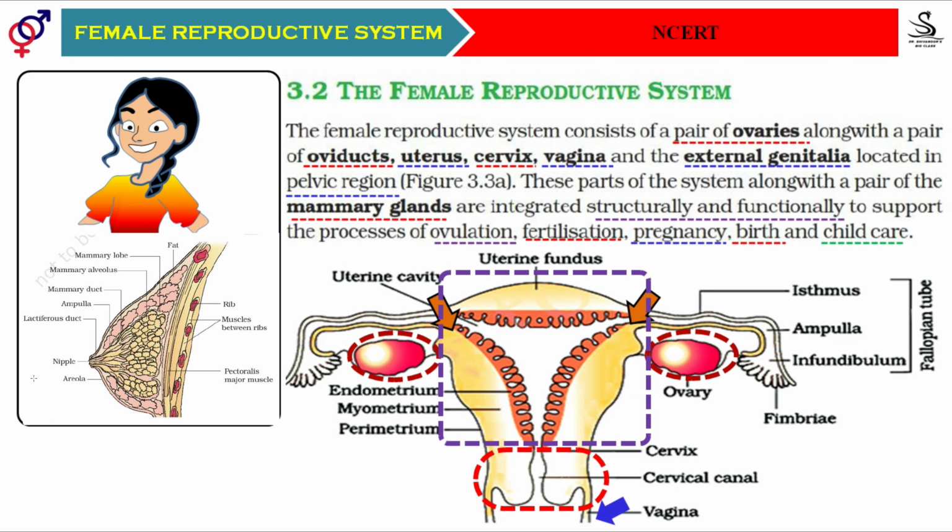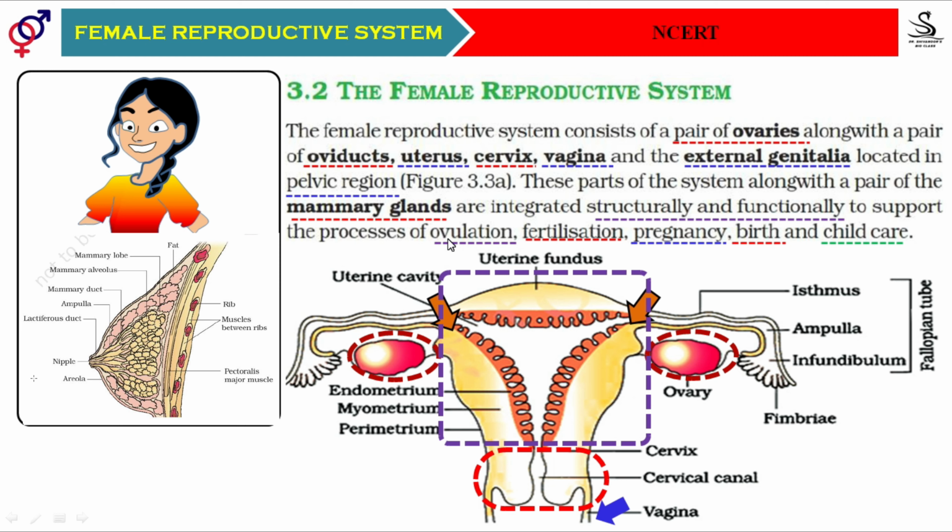Then you might be thinking now, sir, how is it possible? Mammary glands structurally and functionally support ovulation, fertilization, pregnancy, birth, and child care. Okay, we can agree that the mammary glands help in child care. But how do they help in birth, pregnancy, fertilization, and ovulation? You might have that question, students.